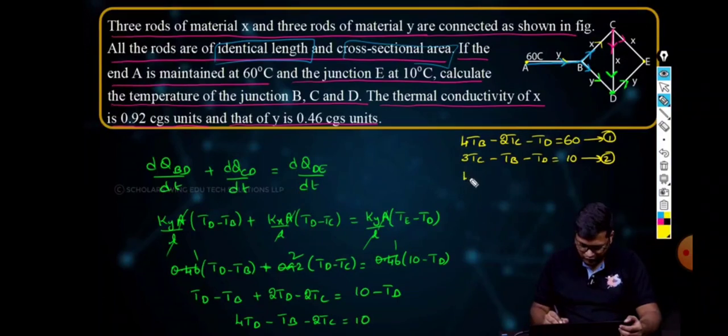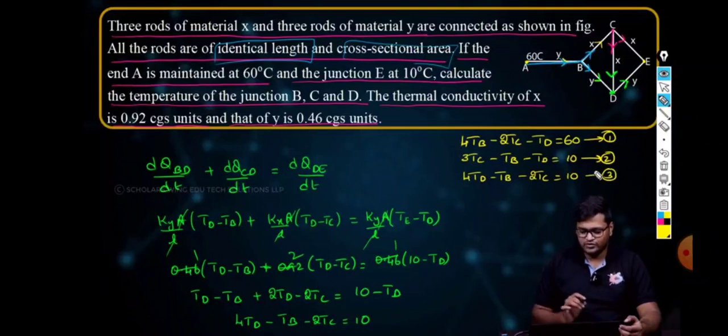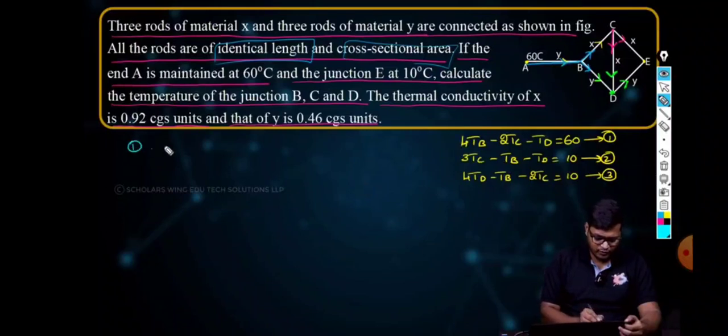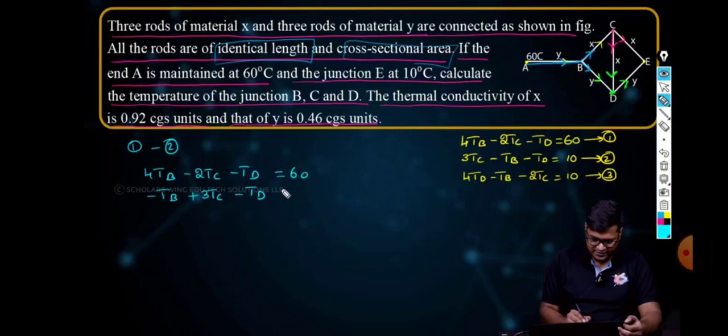Okay. 4 TD minus TB minus 2 TC is equal to 10. Right. Equation 3. So we have 3 equations and 3 unknowns. So using these 3 equations we can solve. So let us go ahead. So I can subtract equation 2 from equation 1. So 1 minus 2. So 4 TB minus 2 TC minus TD, minus TB plus 3 TC minus TD is equal to 60 minus 10.